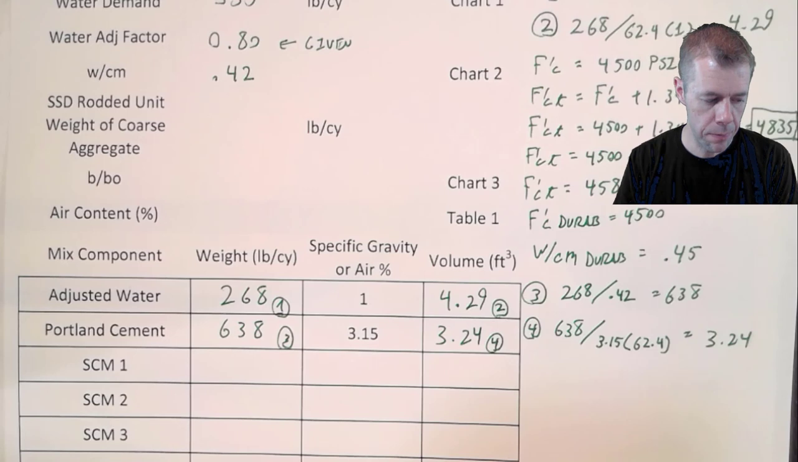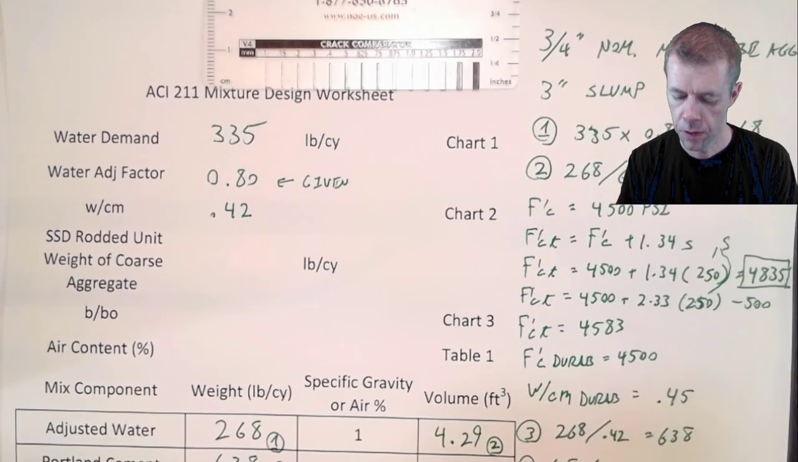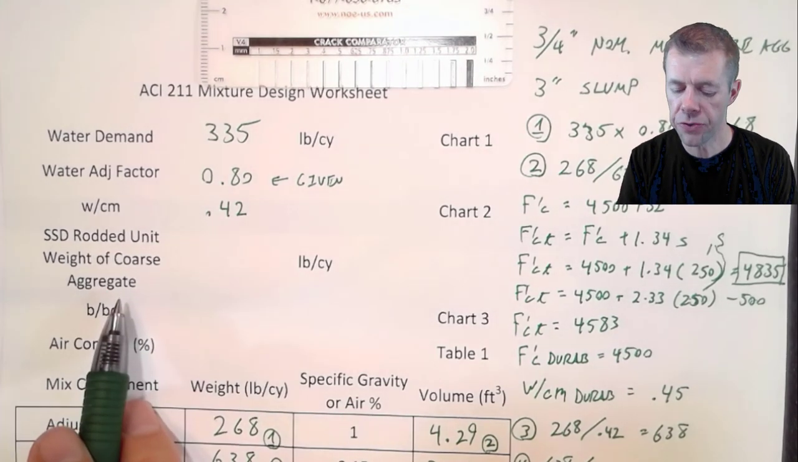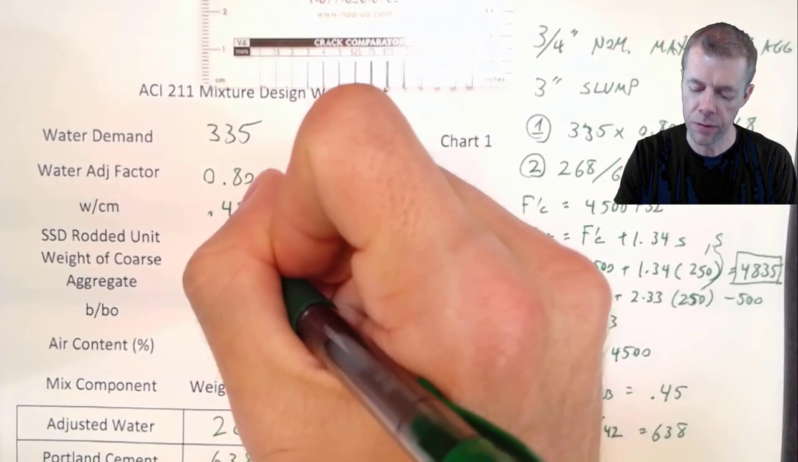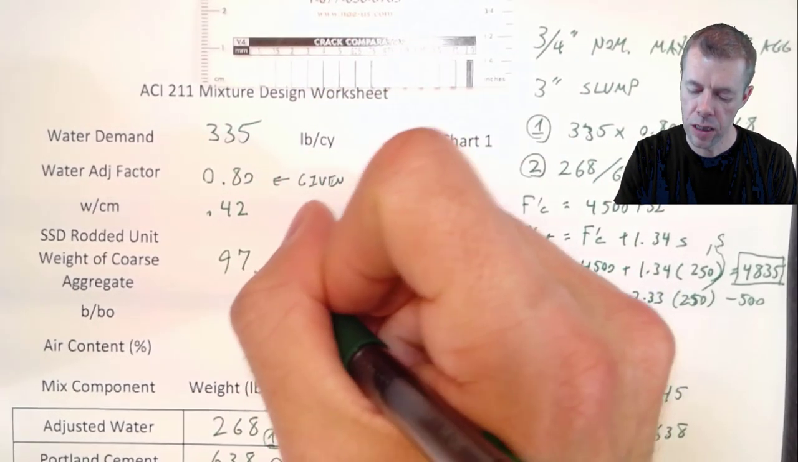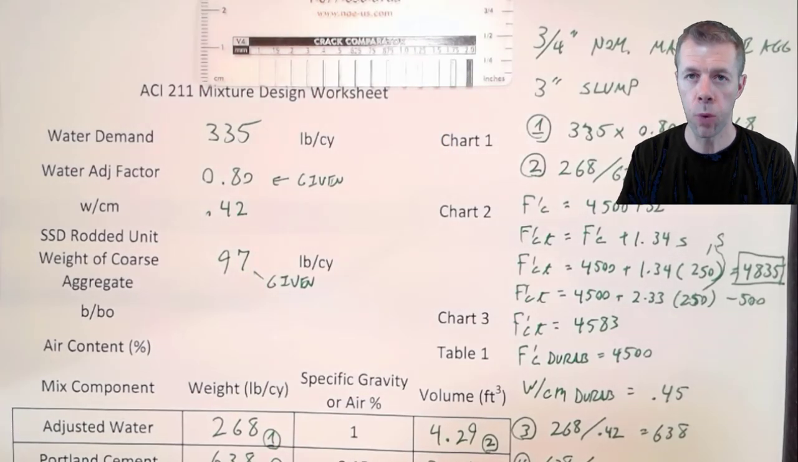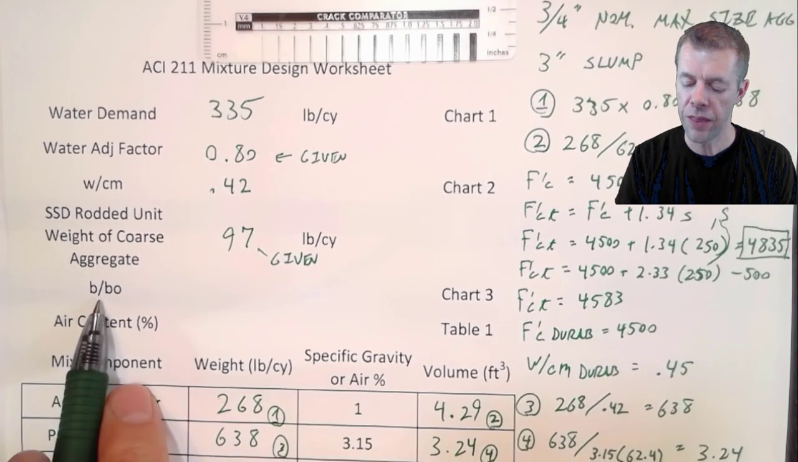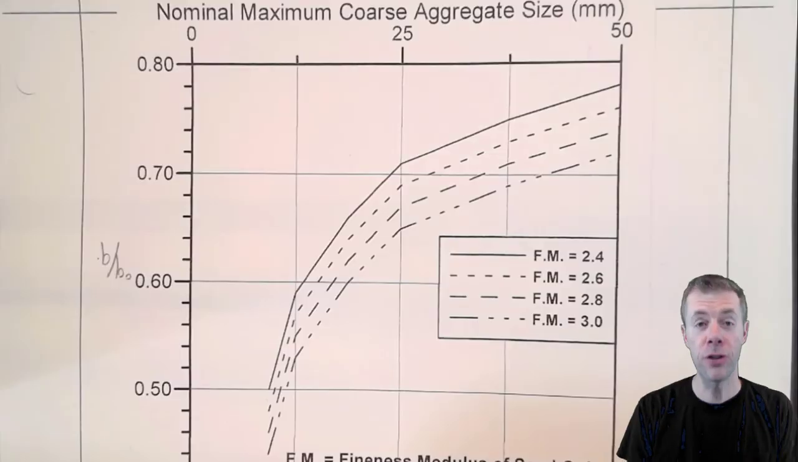The next step. So let's go back up to the top. Let's see what other information we need. The SSD unit weight of the coarse aggregate. Well, that was 97 pounds per cubic foot. Where'd that come from? That was a given. Okay. Let's keep working down the chart. Now we need our B over B naught. And to get that, we have to go to chart number 3. To determine the B over B naught, we need this chart.